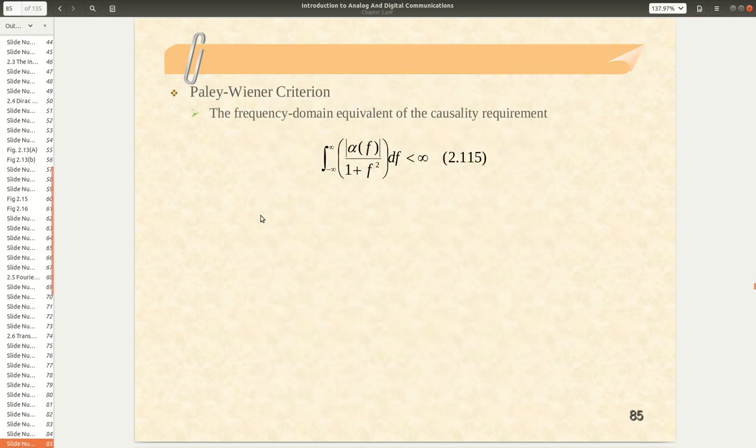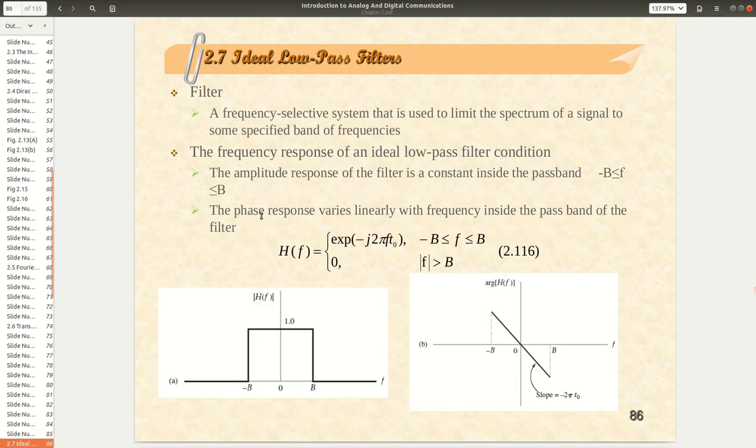Here they speak about another thing, the ideal low pass filters. What is meant by a filter? A filter is a frequency selective system. We use it to limit the spectrum of the signal, to extract or discard other frequencies. We need to select some frequencies or some band from the frequency band that we desire. Other frequencies we don't want to see, so we multiply by zero.